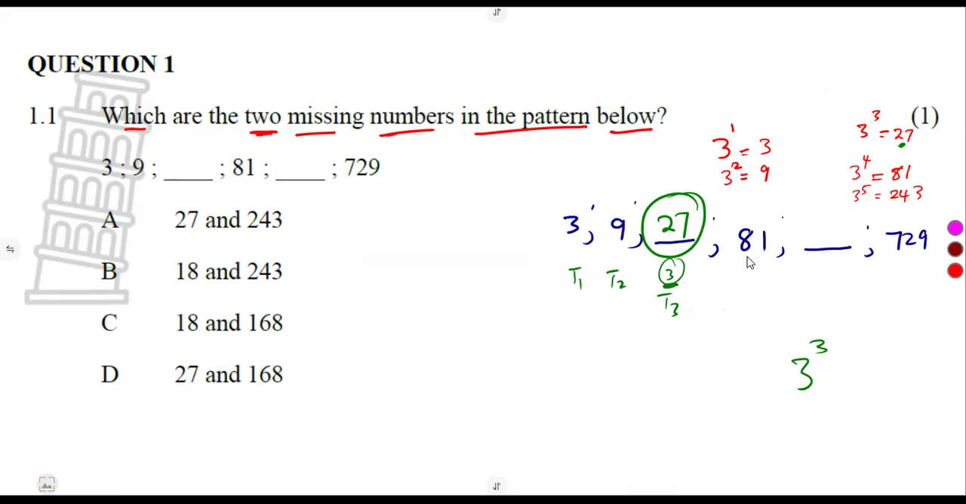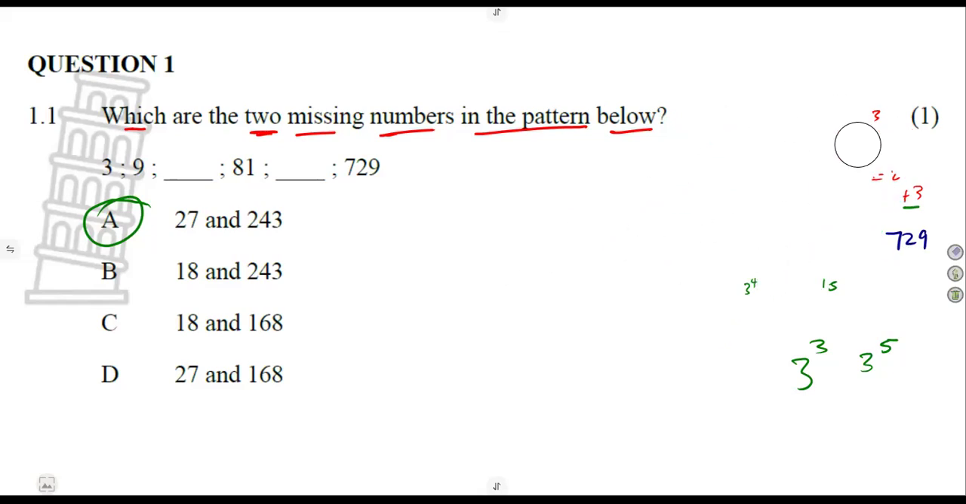All right. The same 81, it was 3 to the exponent of 4, the fourth term. Meaning to say, on the fifth term, 3 to the exponent of what? Of 5, which is 243, just like that. So these are the numbers. So the best answer was going to be A, where we have got 27 and 243. So that is what was happening.